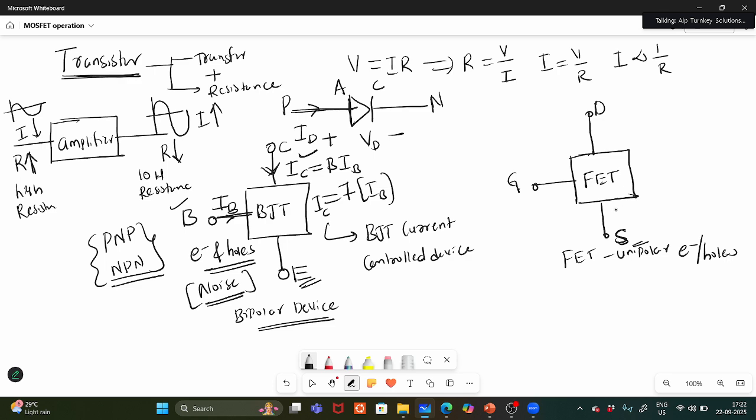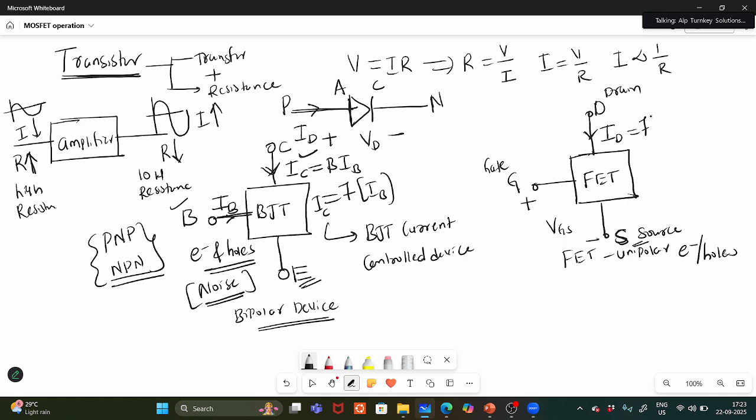So that means the source is giving some electrons or holes, and from the drain it is going. Based on this they gave the terminals gate, drain, and source. Here, you apply some voltage, VGS, the gate to source voltage, so that you get the drain current ID.